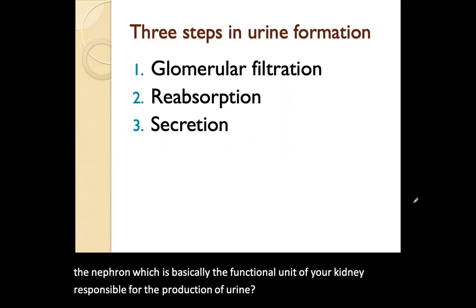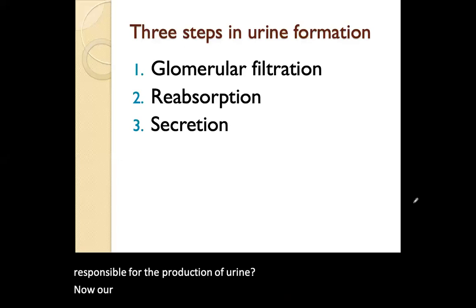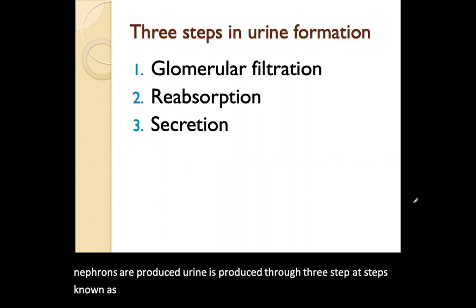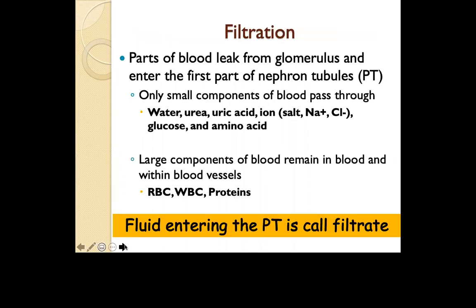Now our lecture is going to shift to how your nephrons produce urine. Urine is produced through three separate steps known as glomerular filtration, reabsorption, and secretion. We're going to take a look at each of these steps, at the locations of each of these steps through the nephron and what actually moves during each step. So let's go ahead and get started with the glomerular filtration.